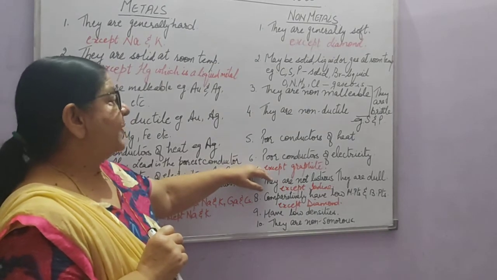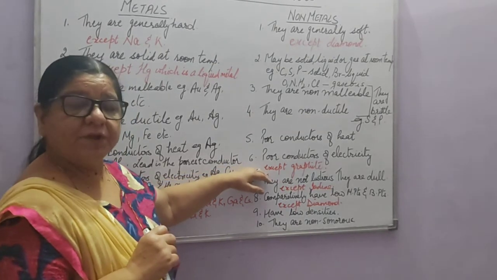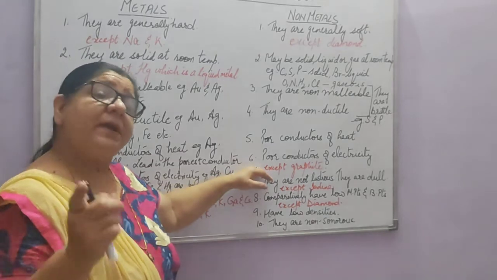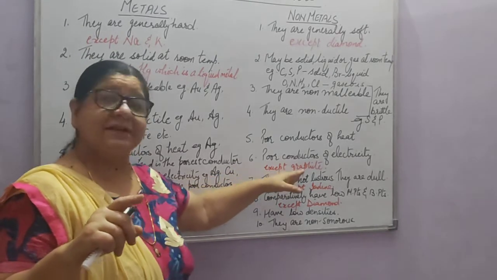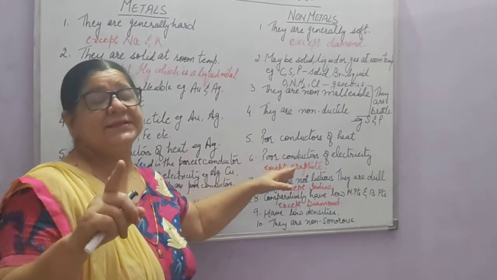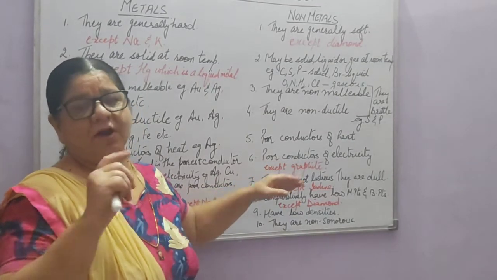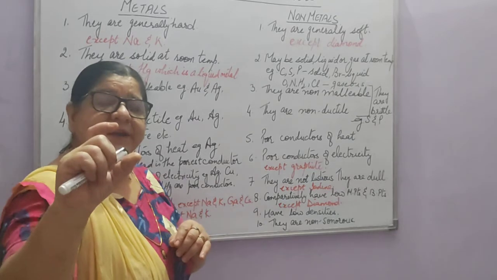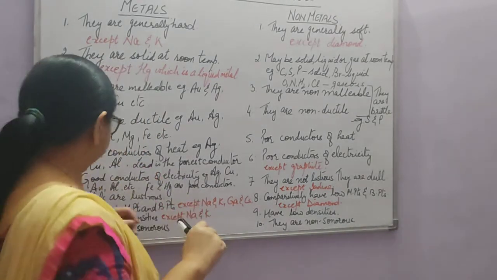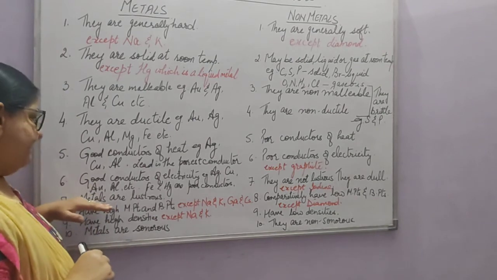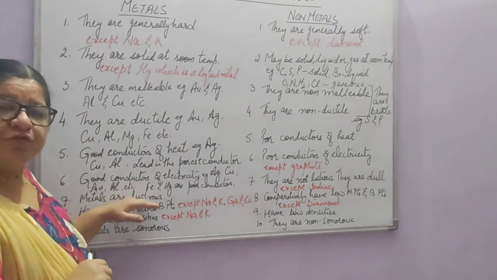Then here, the non-metals are poor conductors of electricity, except another allotrope of carbon, that is graphite. Graphite is a good conductor of electricity. That is why graphite electrodes are used in the battery also. Then metals are lustrous.